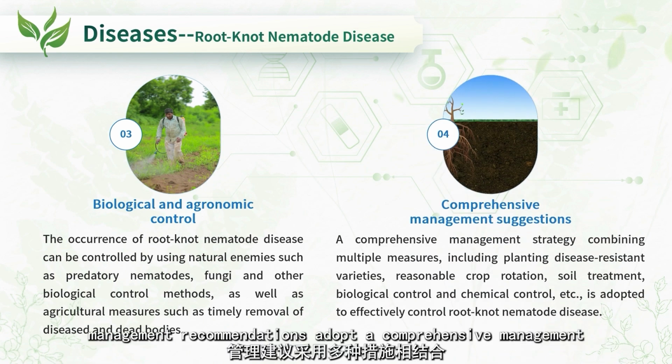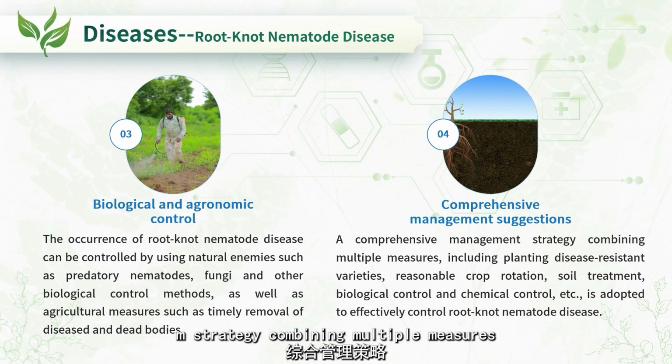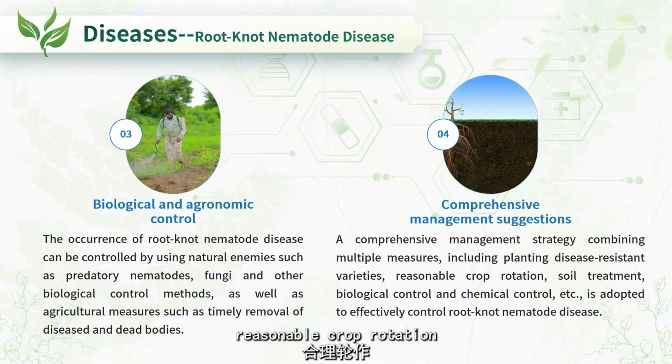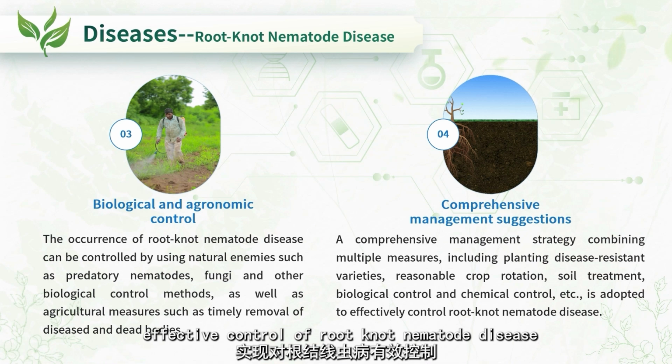Comprehensive management recommendations adopt a comprehensive management strategy combining multiple measures, including planting disease-resistant varieties, reasonable crop rotation, soil treatment, biological control, and chemical control to achieve effective control of root knot nematode disease.